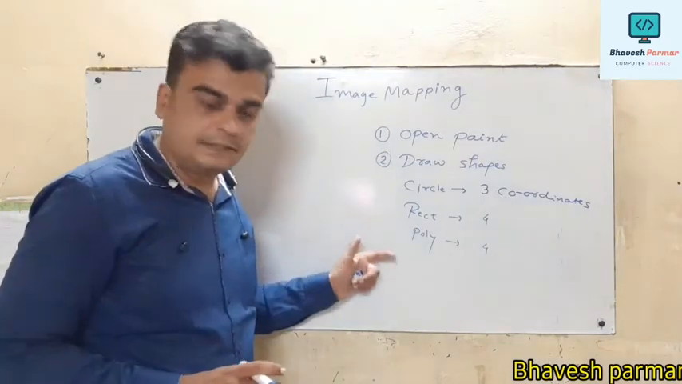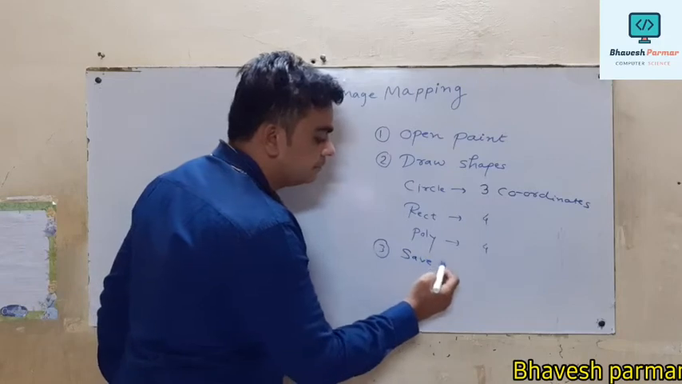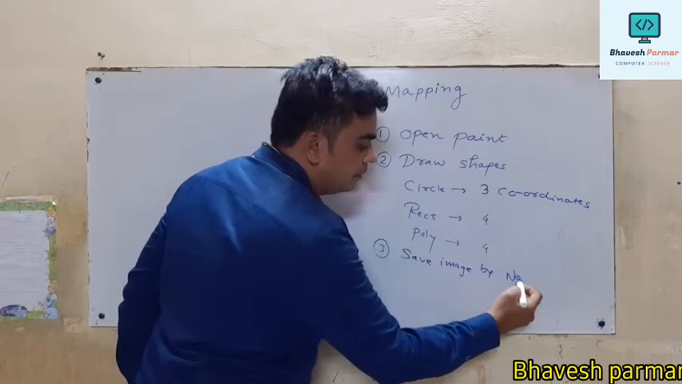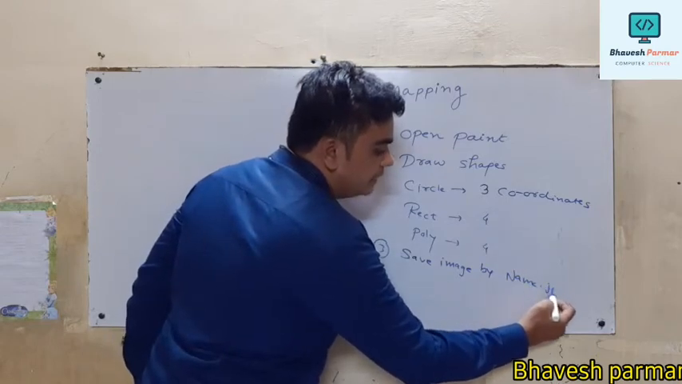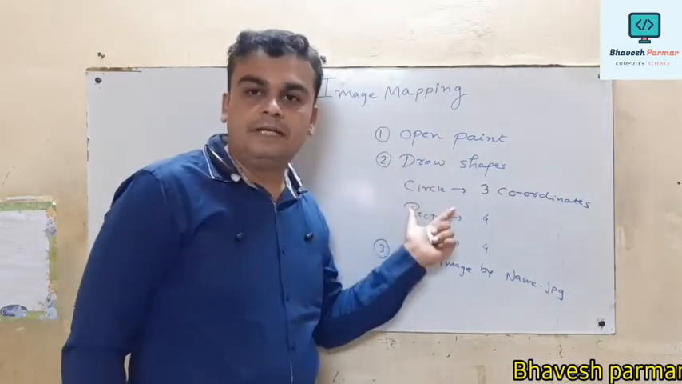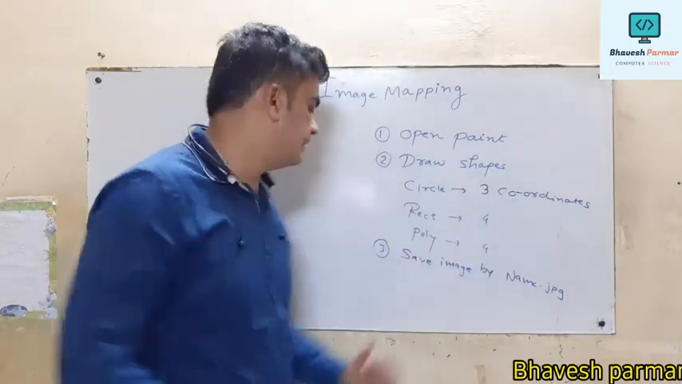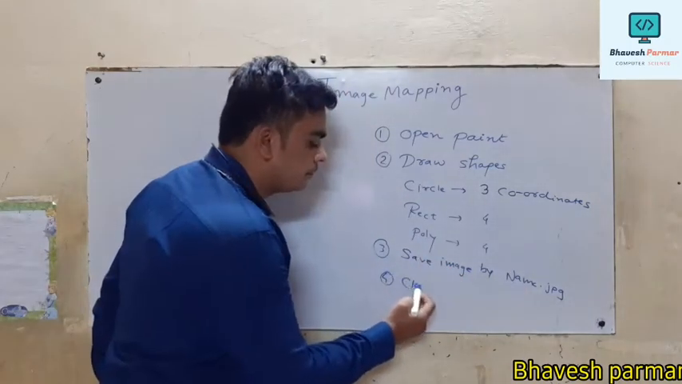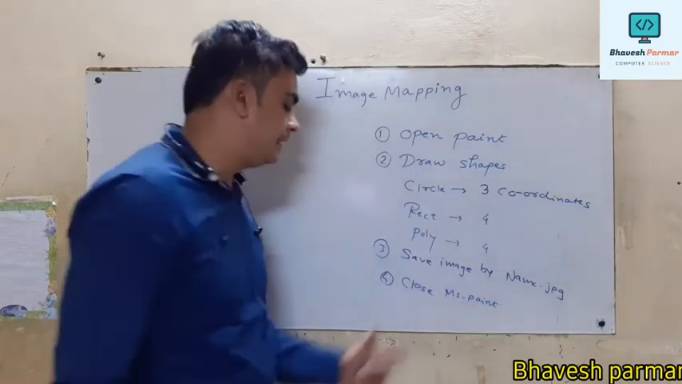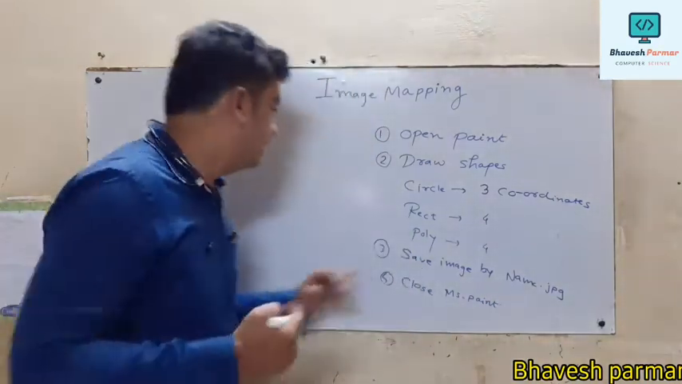Then after drawing these three different shapes, what is my next step? I have to save the image. Save the image by some name followed by .jpg extension. After completing drawing these 3 shapes, we have to save that file, and then what is my next step? I have to close MS Paint. I have to close the paintbrush application. Then thereafter our actual program starts. So what is my next step?